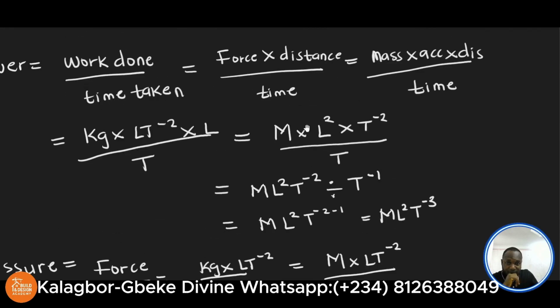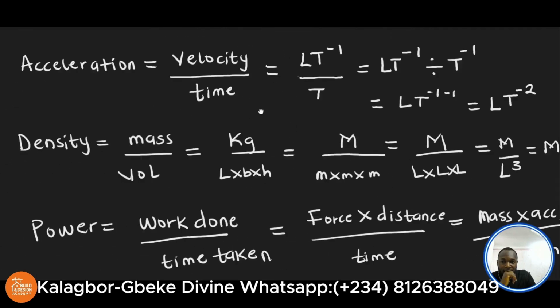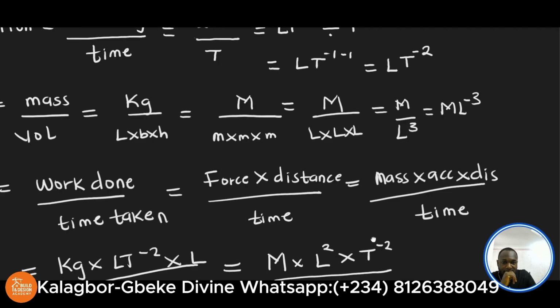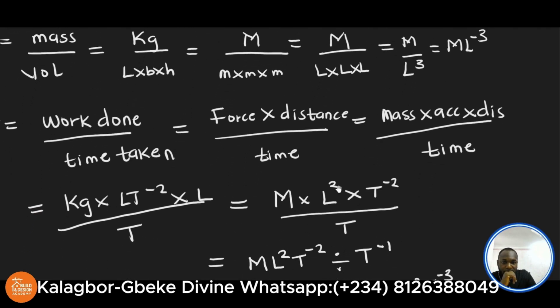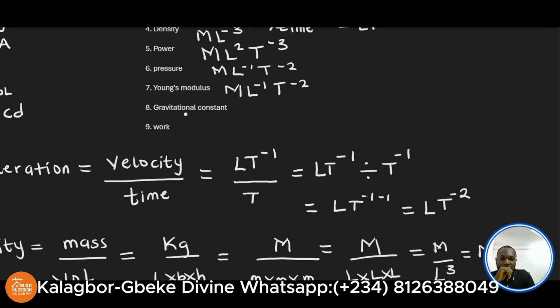So let's write it down. We have Young modulus as the same thing as pressure, which is M L raised to the power minus 1 and T raised to the power minus 2. Next up we have gravitational constant. Then we have work. We've already found out work. We say work is equal to force times distance, which is mass times acceleration times distance, and this is M L square T raised to the power minus 2. So work is M L square T raised to the power minus 2. What is left now is the gravitational constant G.